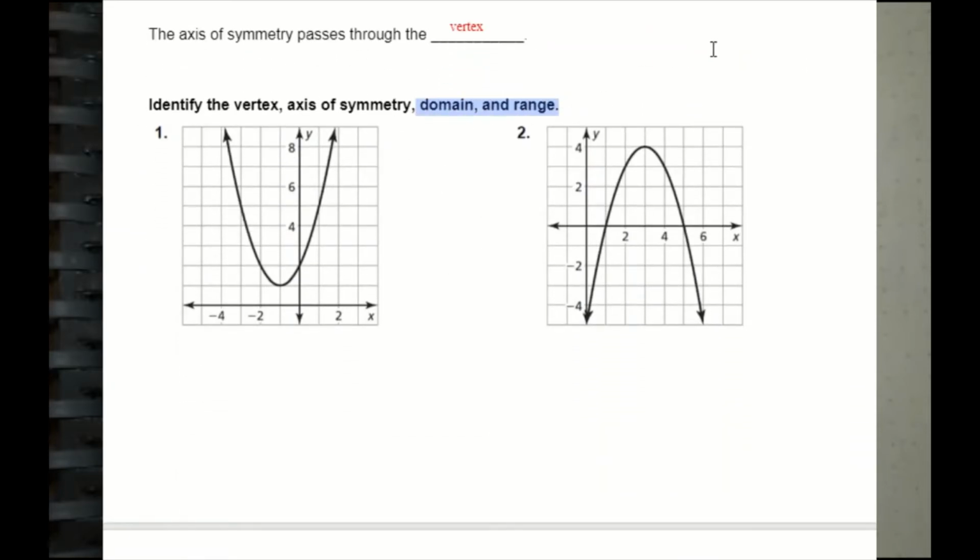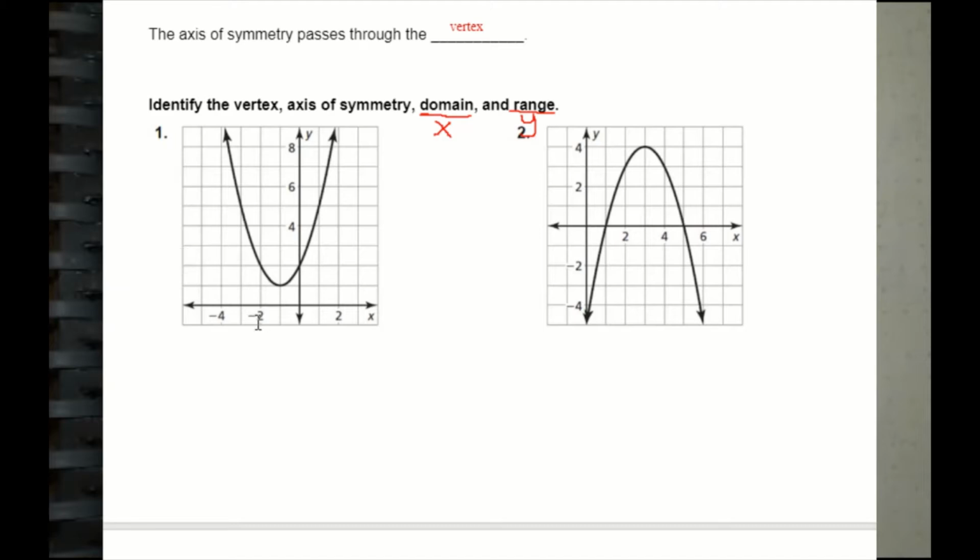I'm going to throw in some domain and range. We haven't really talked about domain and range in quite some time, so I'm going to bring it back. Remember that domain is referring to the x values, and the range is referring to the possible y values. So when we start talking about that, I'll try to clarify a little bit what I mean.